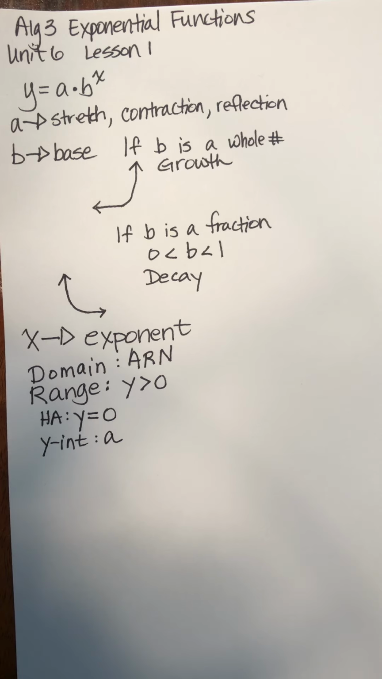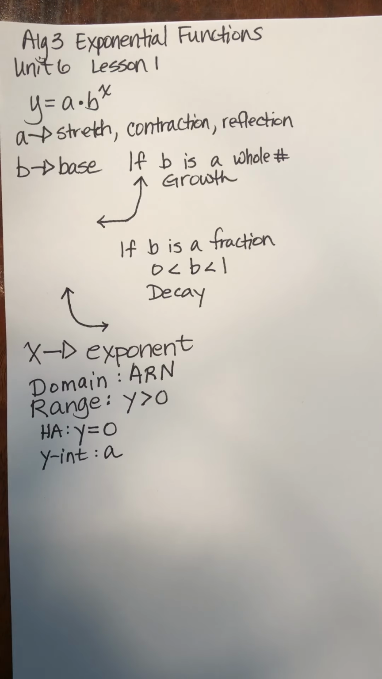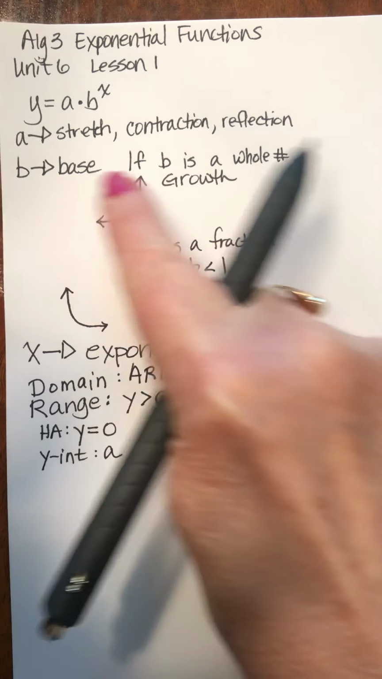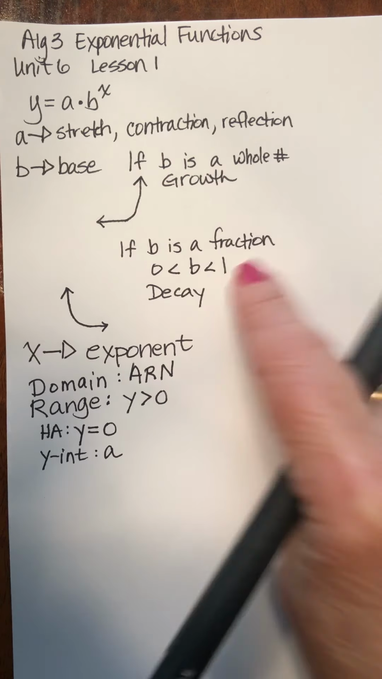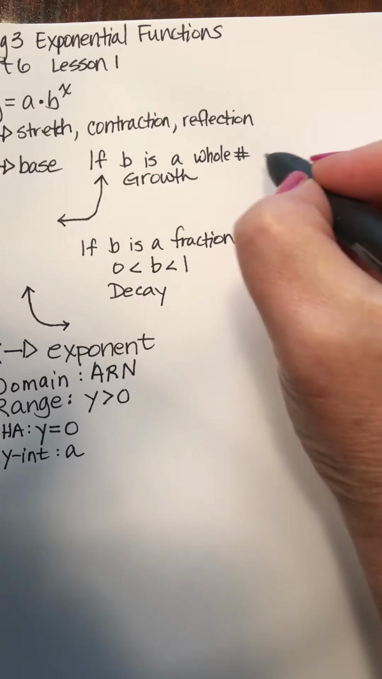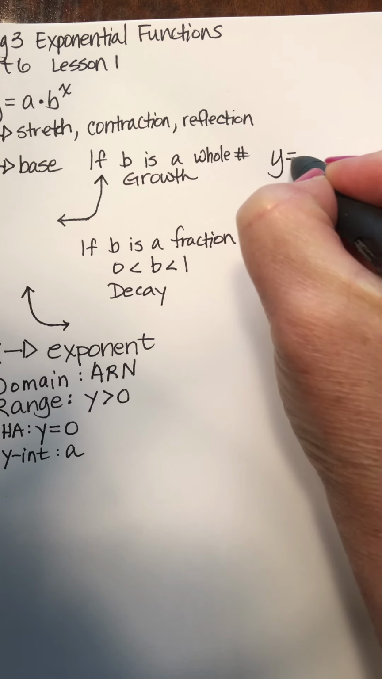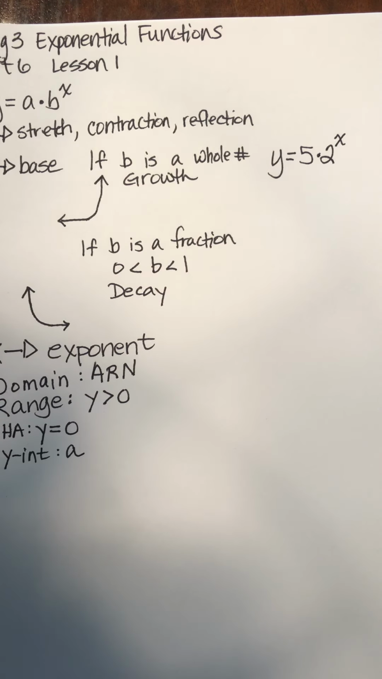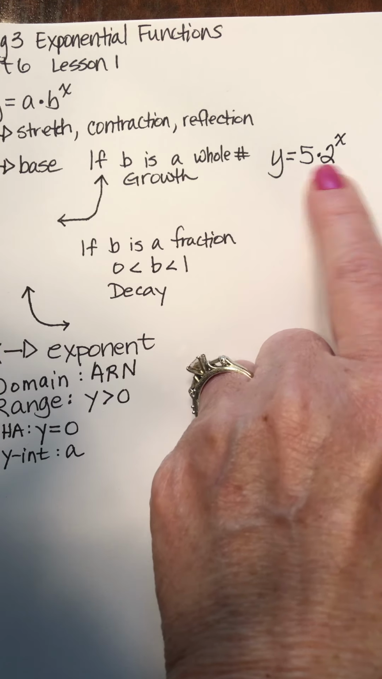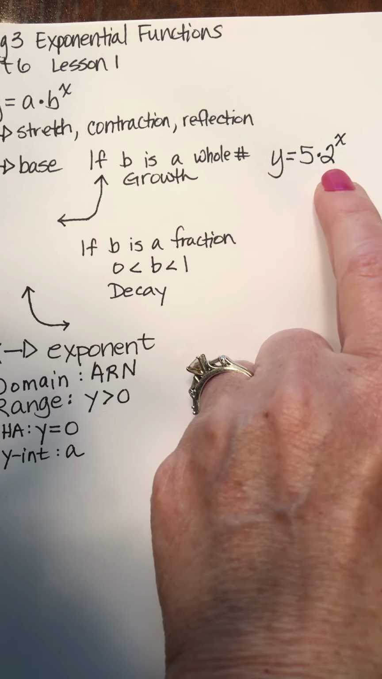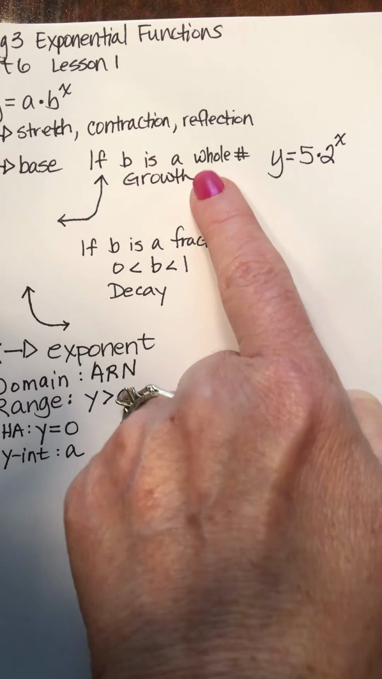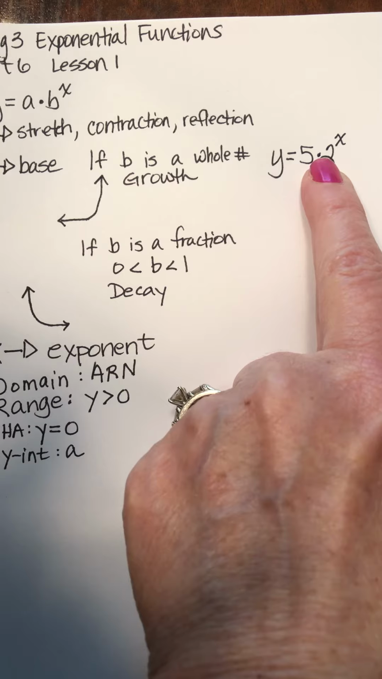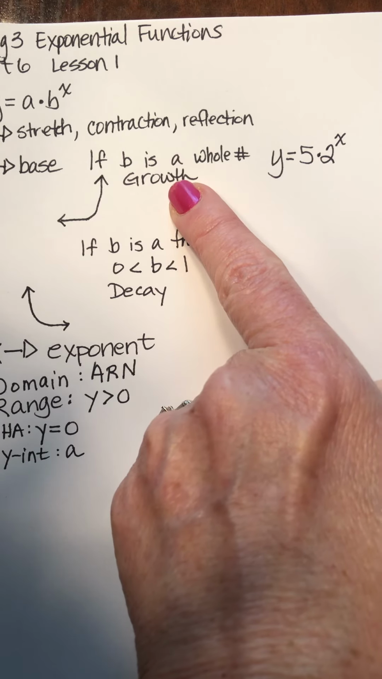So I want to write down some examples of exponential growth and decay in equation form so that you can see what I'm talking about with the base being a whole number or being a fraction. So coming back over here, an example would be if you had something like y is equal to 5 times 2 to the x power. So 2 is the base, not 5. Remember, 5 is a. 2 is the base. The base determines whether it's growth or decay. If 2 is a whole number, then it's going to be exponential growth, okay?